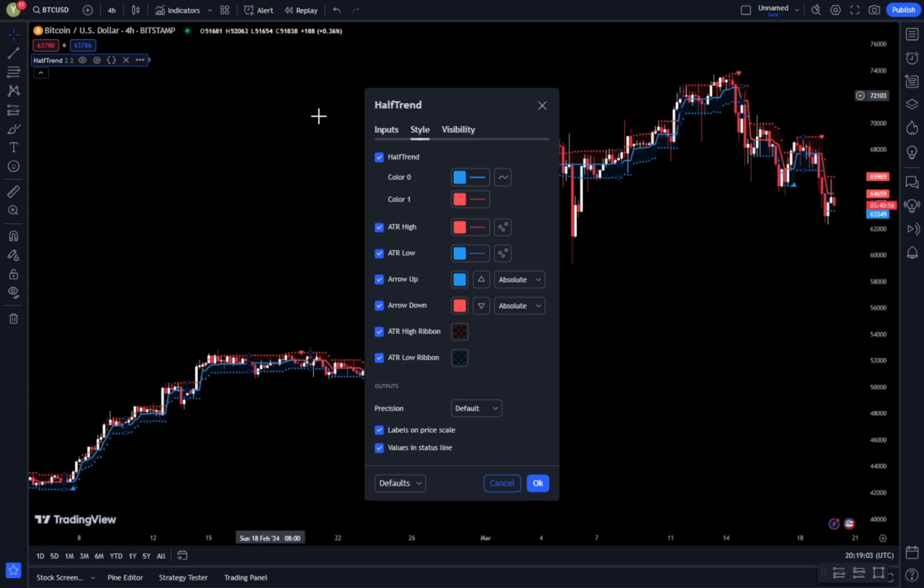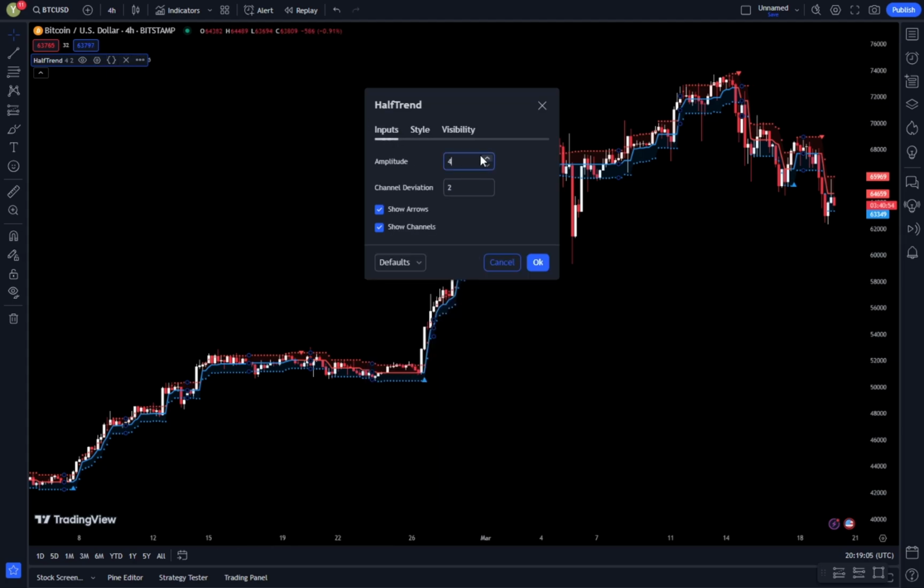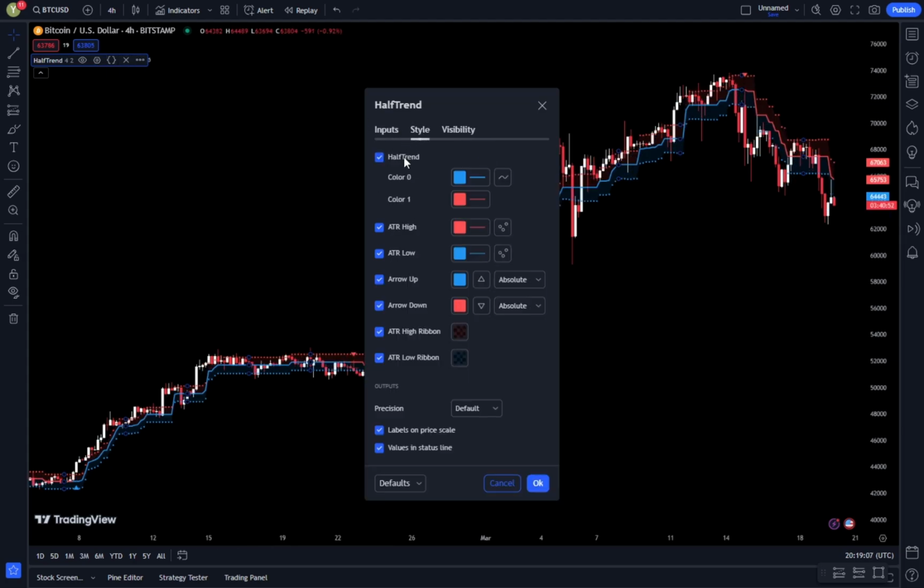So let's head over to the settings and adjust the amplitude to 4. Then in the Style tab, we're going to uncheck some boxes to keep things clean and simple. That means saying goodbye to ATR high, ATR low, arrow up, arrow down, ATR high ribbon, and ATR low ribbon. Once we've done that, we're good to go.